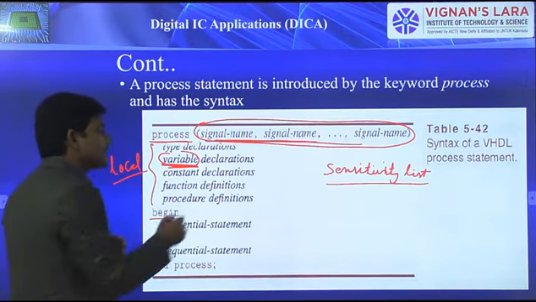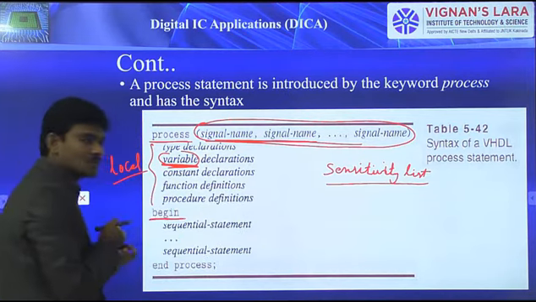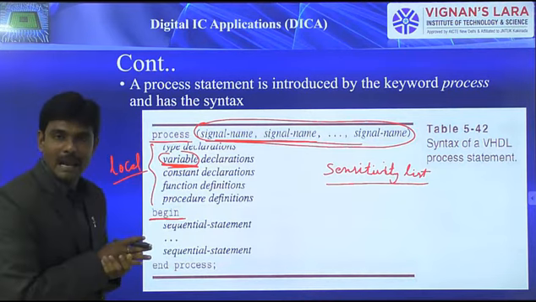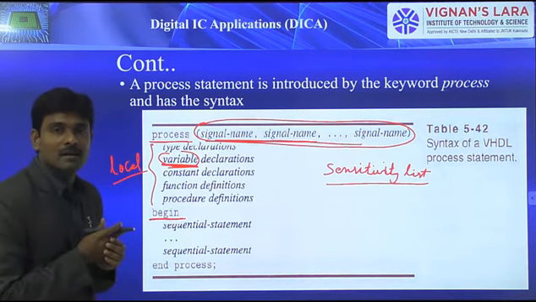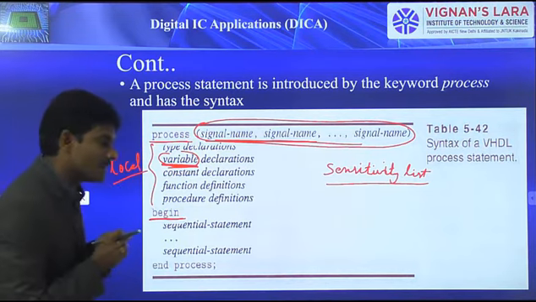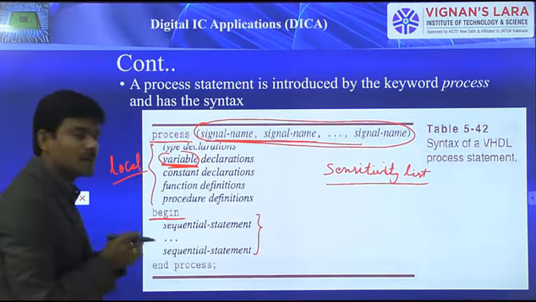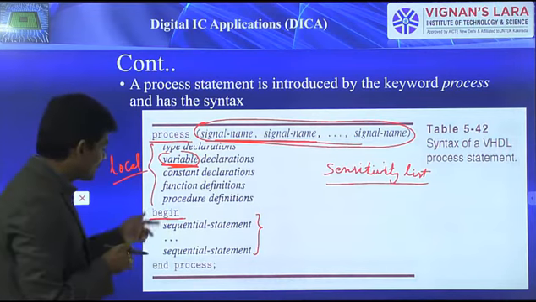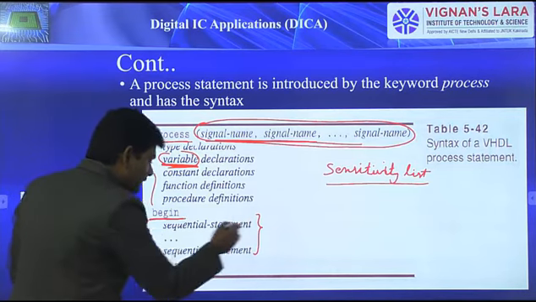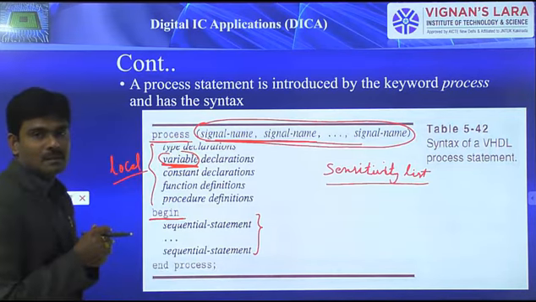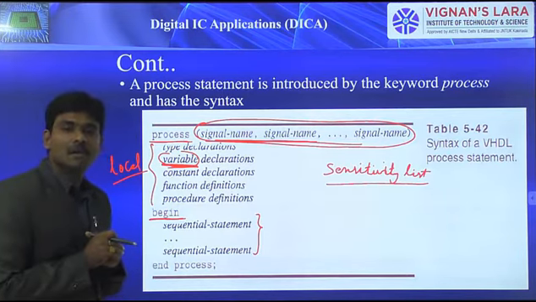After defining all these, which are local to this particular process, next we are supposed to start the process body with the keyword begin. As I mentioned previously, a process is a single concurrent statement which consists of a collection of sequential statements. Those sequential statements we describe within the process body, in between begin and end. All these are sequential statements, and whatever functionality you are supposed to cover within that process, you describe using those sequential statements.